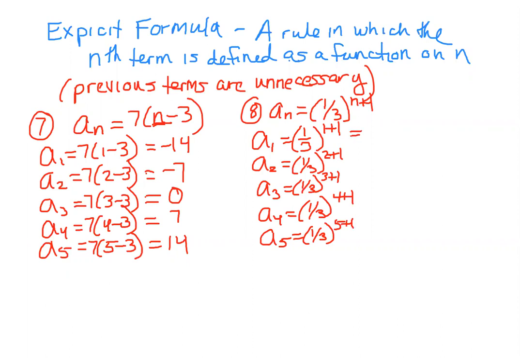This is 1/3 squared, which would be 1/9. This is 1/3 cubed, which would be 1/27. 1/3 to the 4th is 1/81. 1/243, and 1/729.